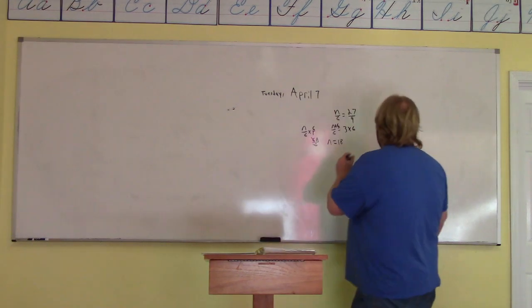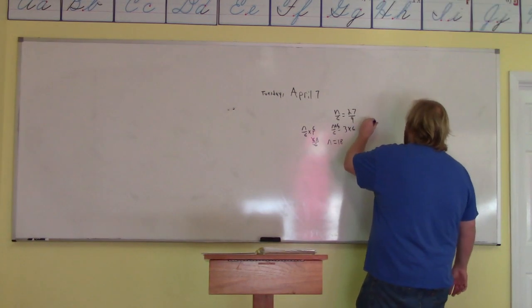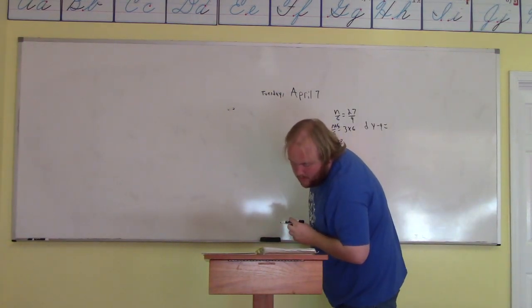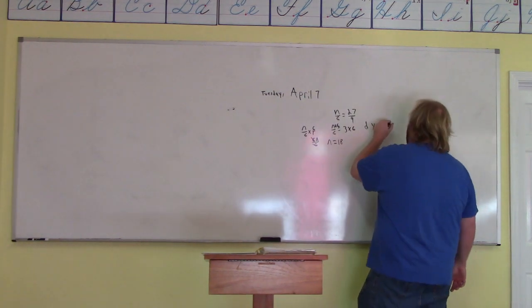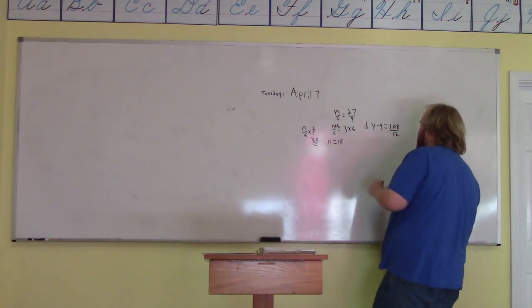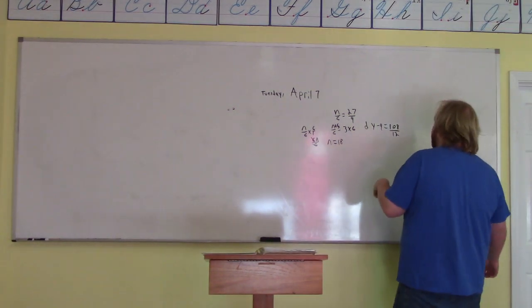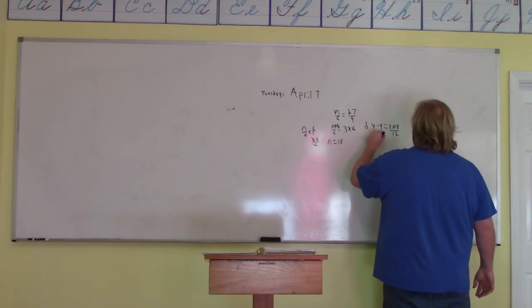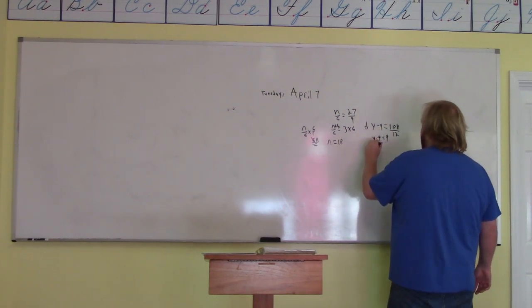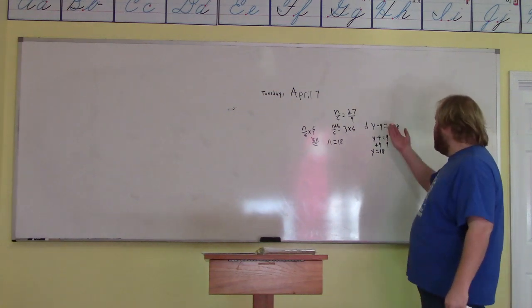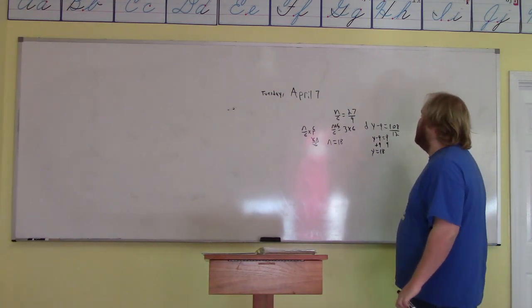Alright, let's do d. y minus 9 equals 108 divided by 12. Alright, so we can simplify this side. 108 divided by 12 is, that's right, 9. So y minus 9 equals 9. We've got this minus 9, so we do the opposite, plus 9. y equals 18. Can we prove it? Sure. 18 minus 9 equals 9. 108 divided by 12 equals 9.